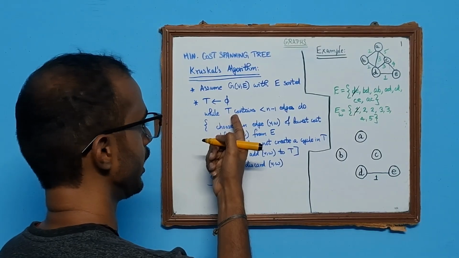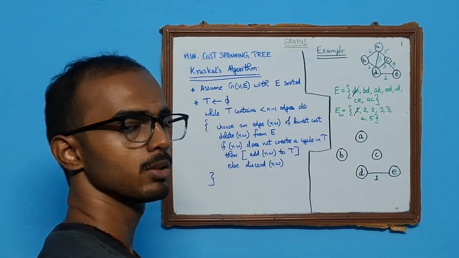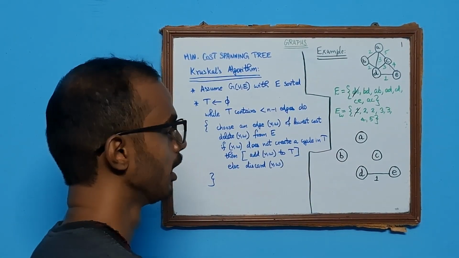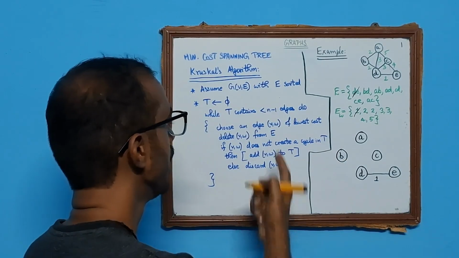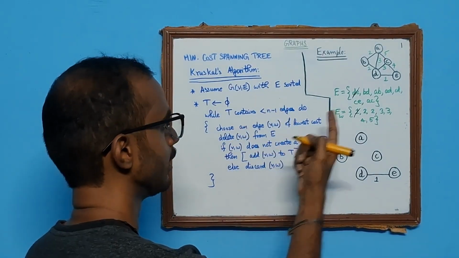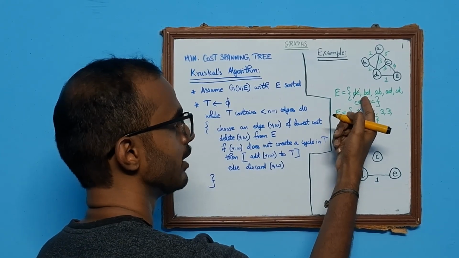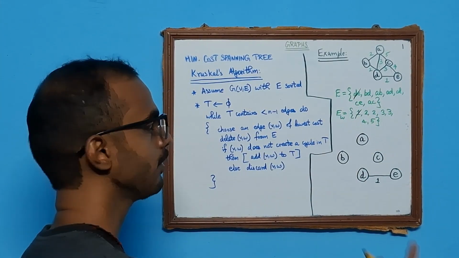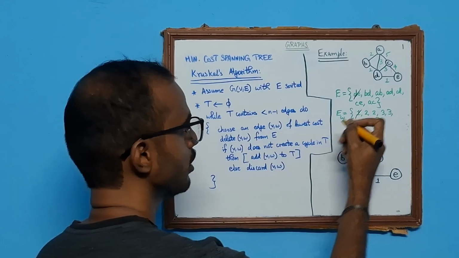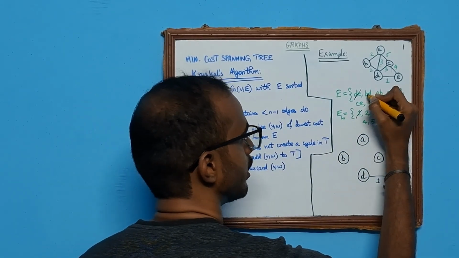Now we go to T again. n-1 is to be defined here as 4. It contains only 1 edge, right? So go and select the next shortest edge. Either you can select this or this according to the order you have. I have put BD, right? So select this and delete it.